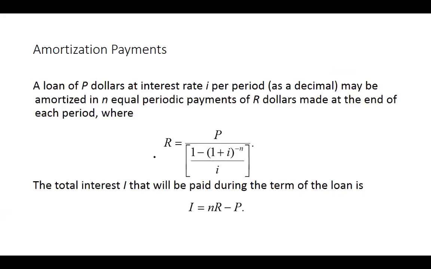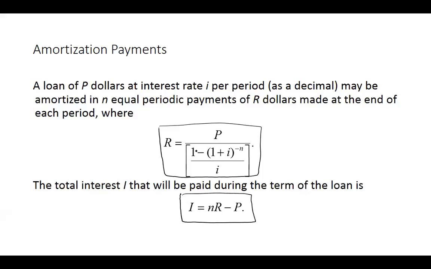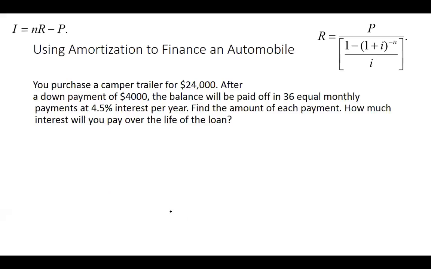Amortization payment can be found using these two formulas. These are the two formulas we're going to use for the next example. So let's take a look at the example. You purchase a camper trailer for $24,000. After a down payment of $4,000, the balance will be paid in 36 equal monthly payments at 4.5% interest per year.